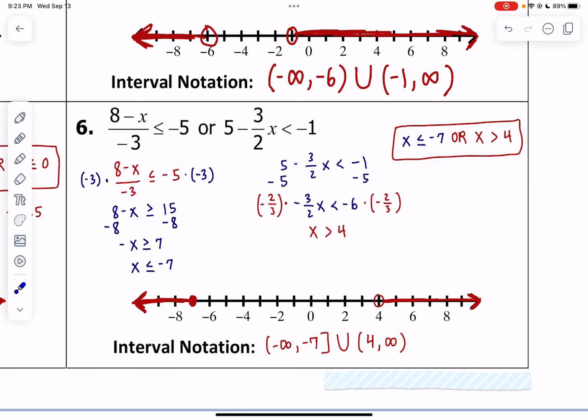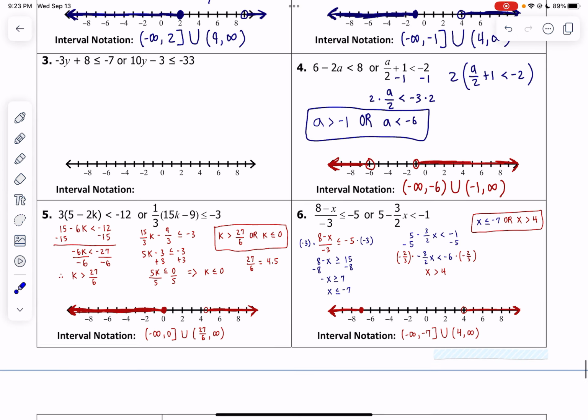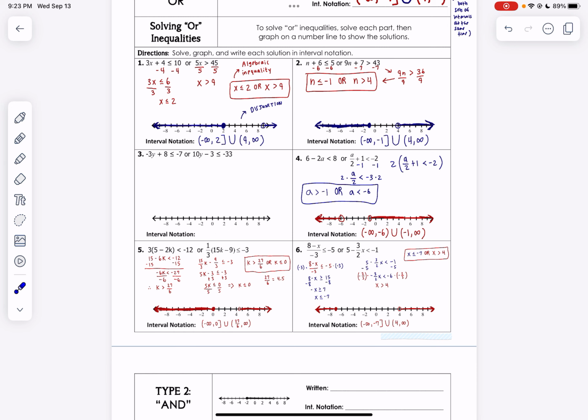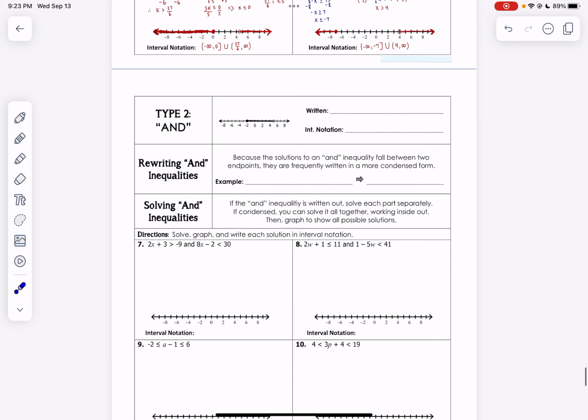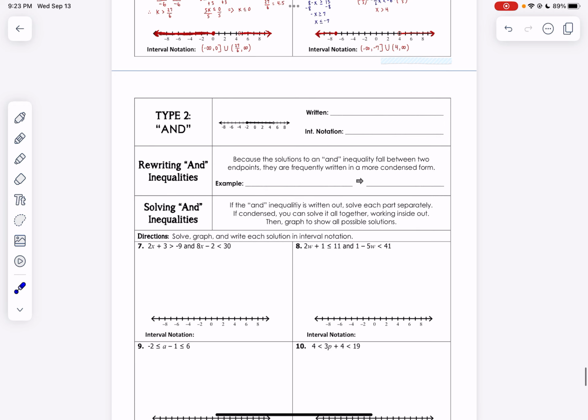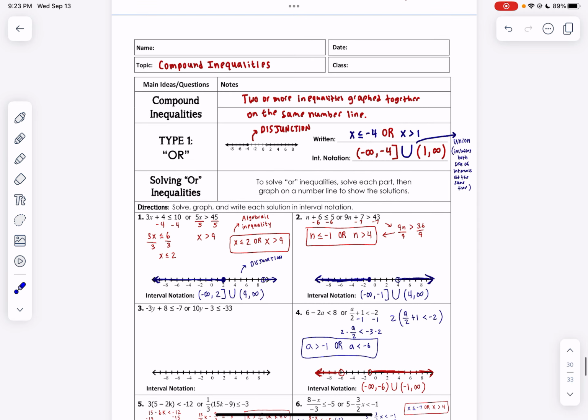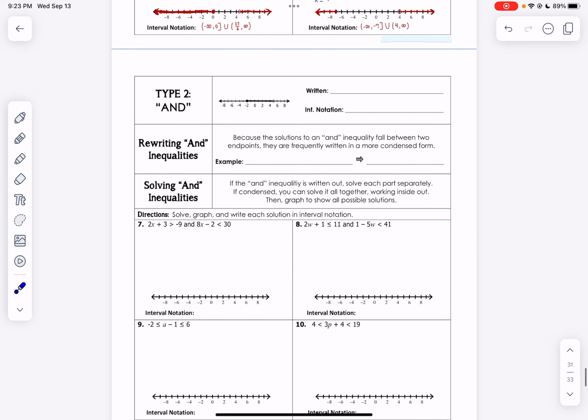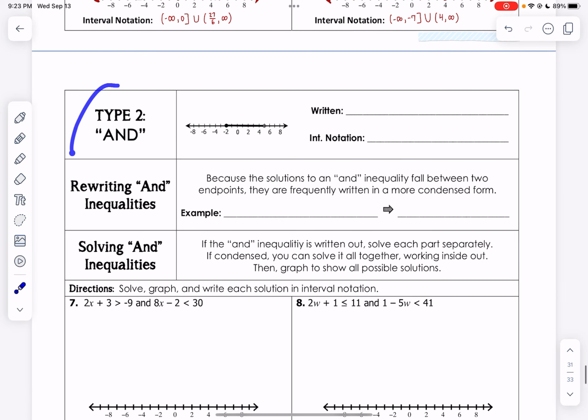And let's go ahead and go over now the topic we didn't cover at the end of class. Let's go over a different type of compound inequality. Once again, on the first page, we went over the or compound inequality. And please recall, with the or compound inequality, we have a disjunction present. But let's go ahead and investigate what we have under the and compound inequality.